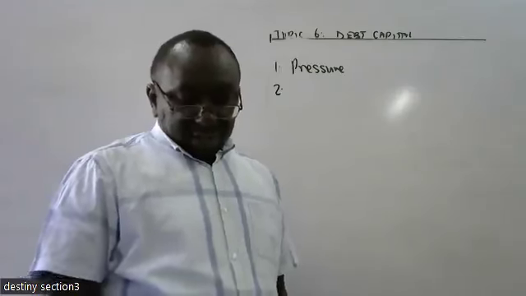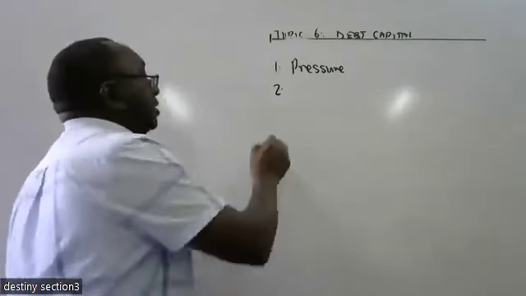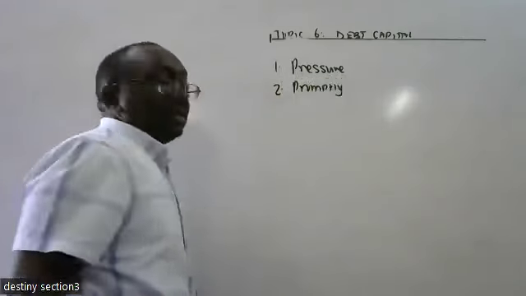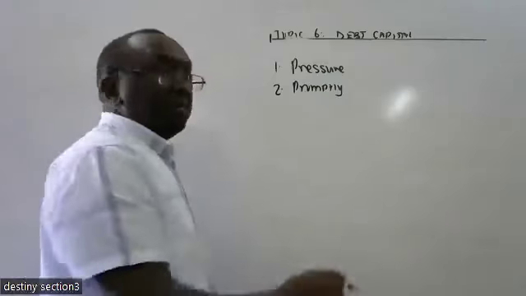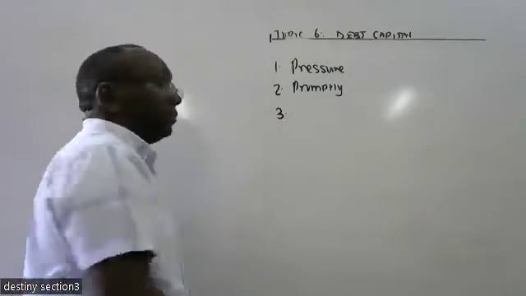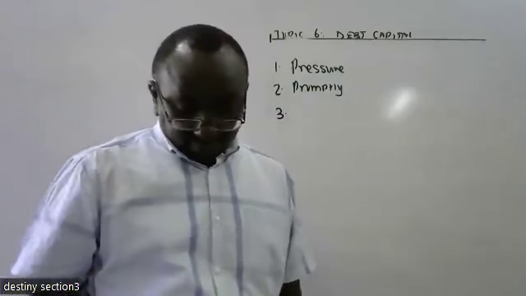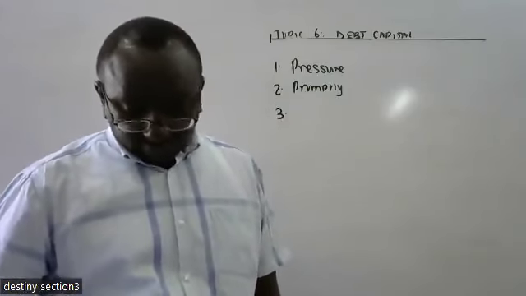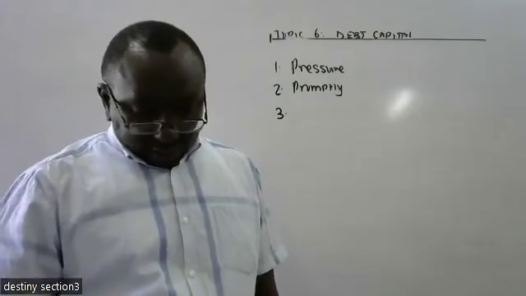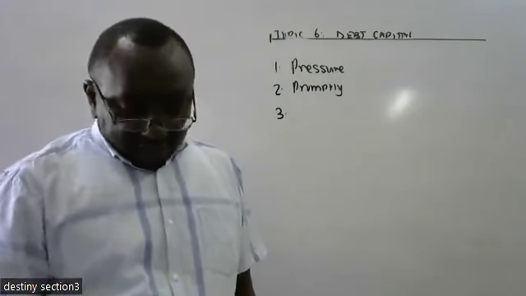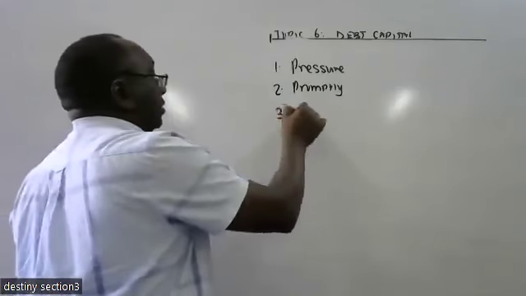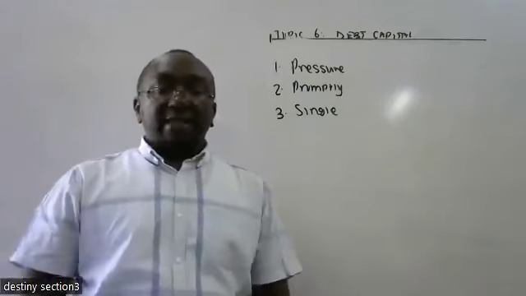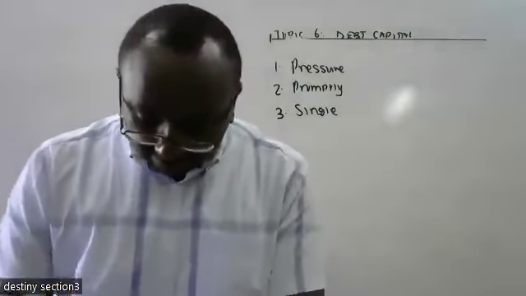Number two, the trustee can intervene promptly. Another one is that all the debentures can be given to a single trustee.